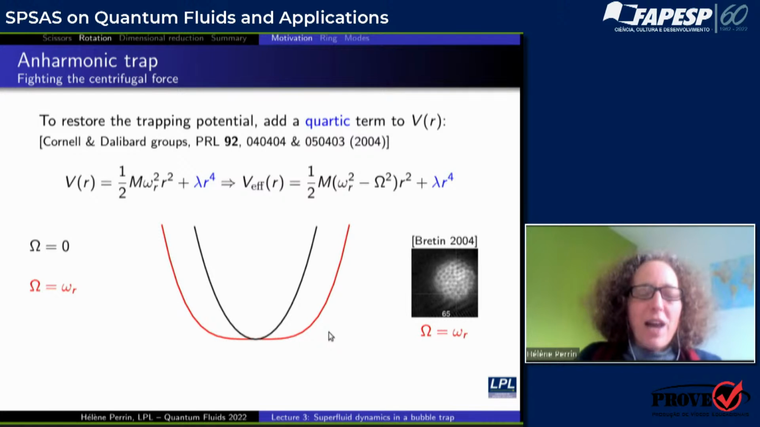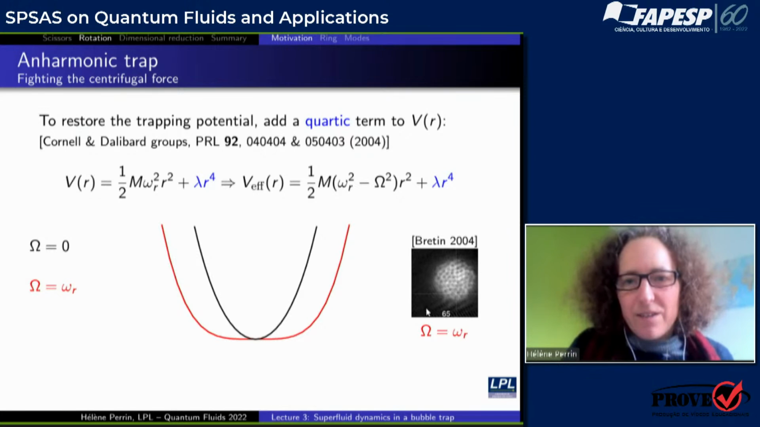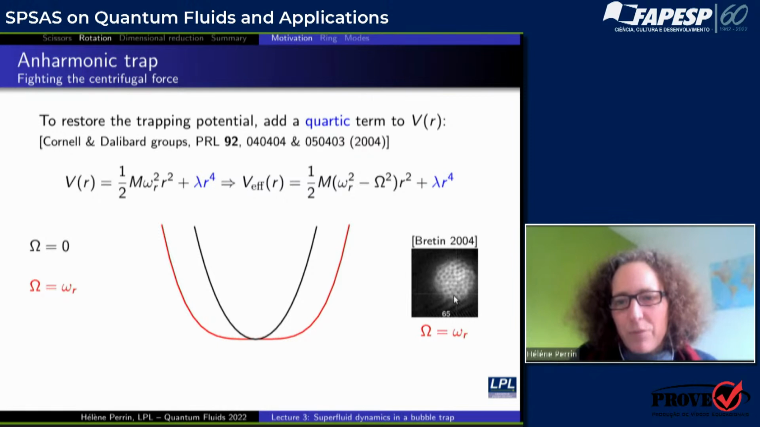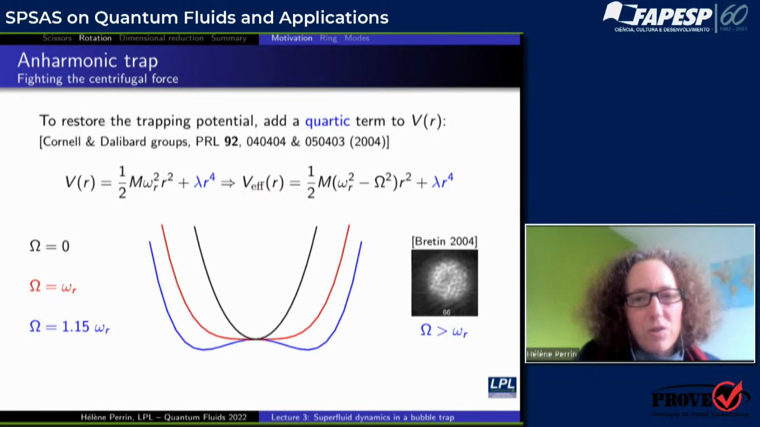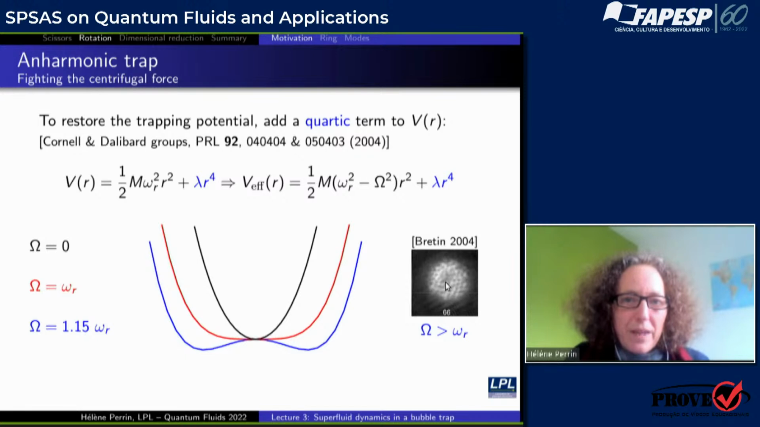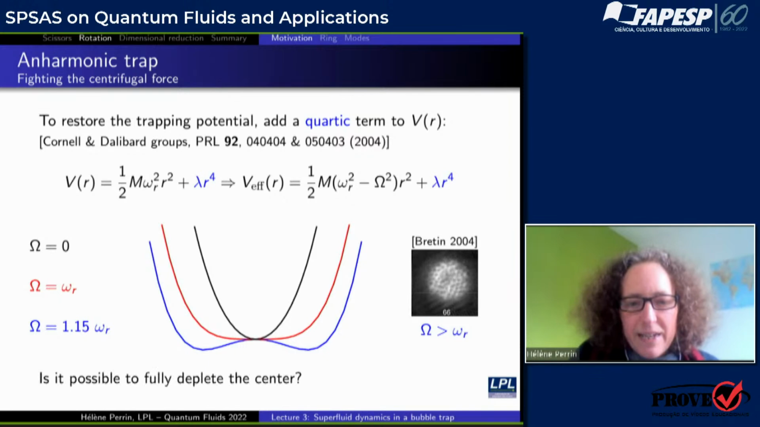So this was tried around 2004 in the group of Jean Dalibard, where they were able to see lots of vortices in an almost flat trap. But now that we have this quartic potential, we could even rotate faster than the trapping frequency. If you rotate faster, then you expect to have a bump in the potential in the center and a density that is lower in the center than on the edges. And so in this case, we may wonder if it is possible to completely deplete the trap center.